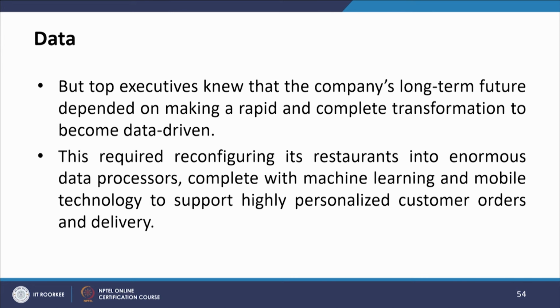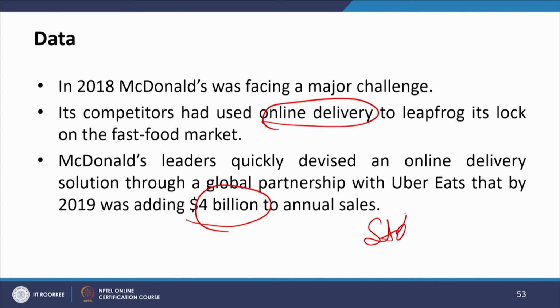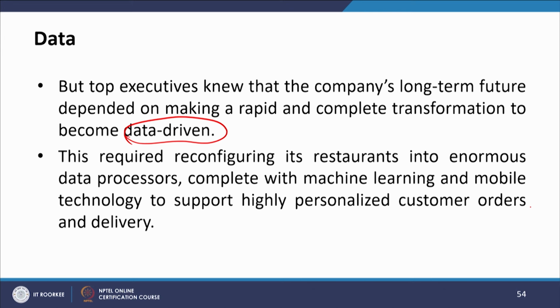But top executives knew that the company's long-term future depends on making a rapid and complete transformation to become data-driven. So, this kind of stopgap arrangement will not last long, and therefore, something more needs to be done, and that is a complete transformation to become data-driven. This required reconfiguring its restaurants into enormous data processors, complete with machine learning and mobile technology to support highly customized customer orders and delivery.